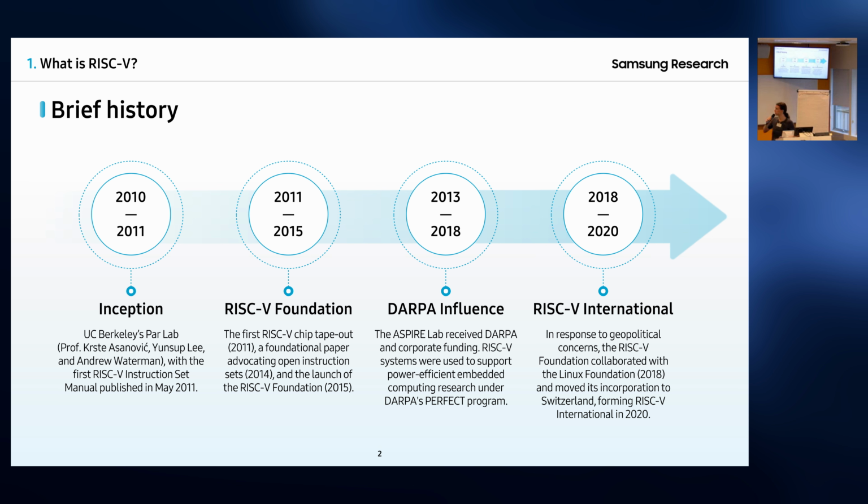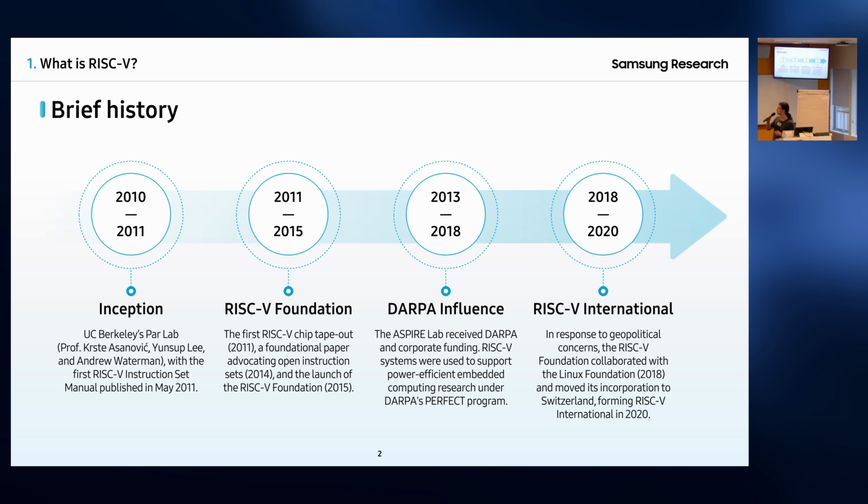Then 2011, first chip tape out. Foundational paper advocating open instruction sets. So it's really interesting to see the moment that the open ISA was advocated, and it basically started the RISC-V momentum, I would say. Then 2015, foundation of the RISC-V Foundation, and that's basically the start of a more, let's say, organized approach to RISC-V as an open ISA.